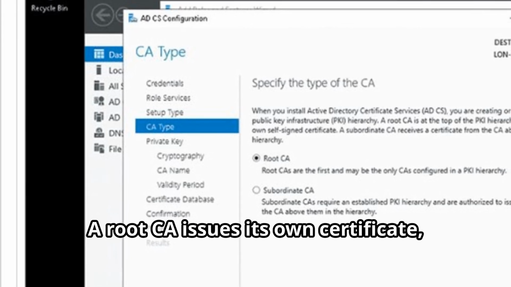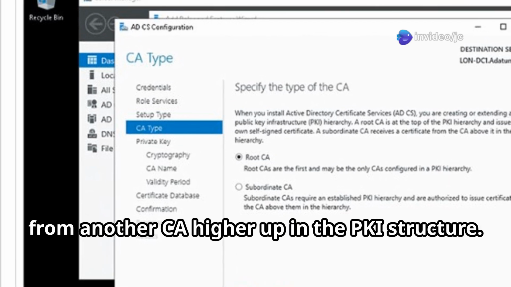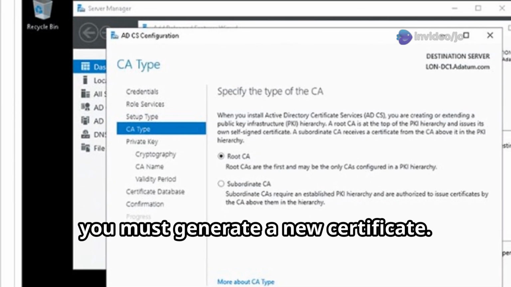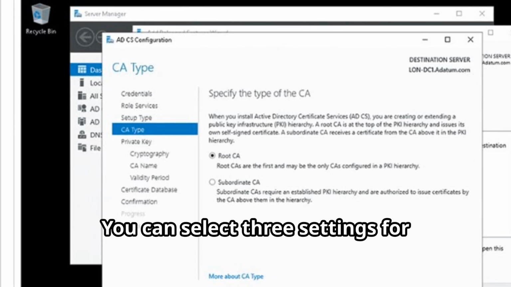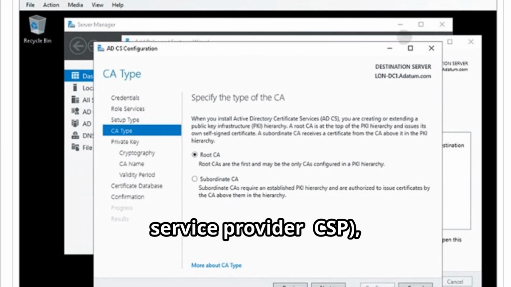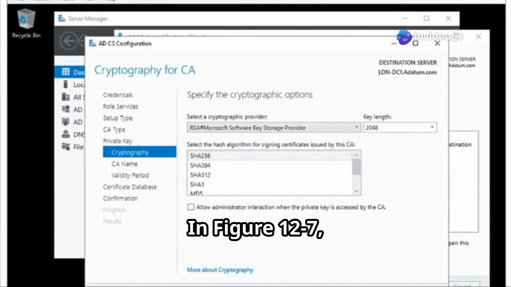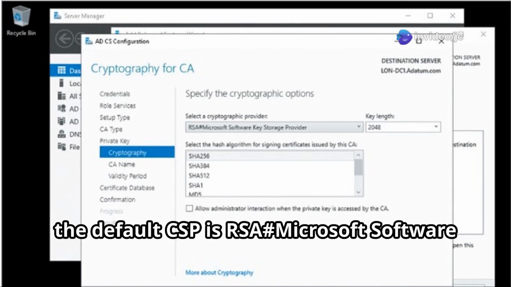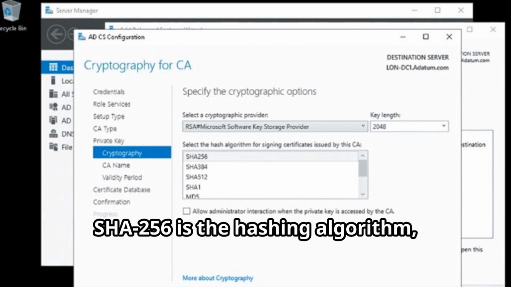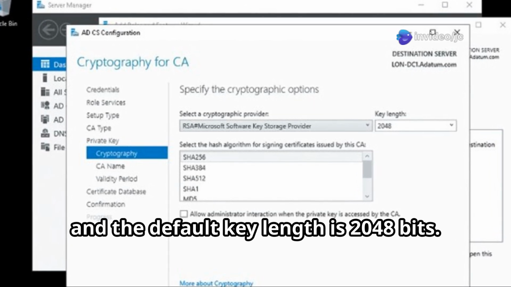A root CA issues its own certificate, and a subordinate gets its certificate from another CA higher up in the PKI structure. If you select the root CA type, you must generate a new certificate. You can select 3 settings for generating certificates: the cryptographic service provider, CSP, the hashing algorithm, and the key length. In Figure 12-7, the default CSP is RSA hash Microsoft software, key storage provider, SHA-256 is the hashing algorithm, and the default key length is 2048 bits.